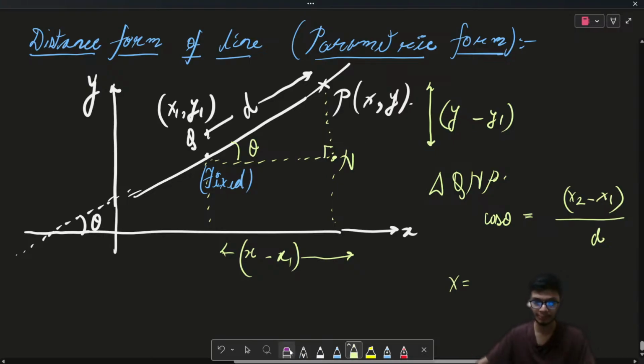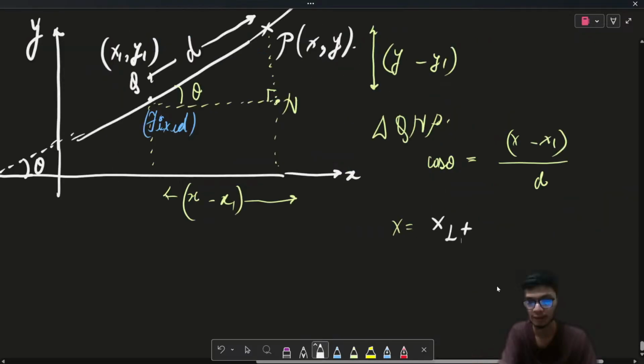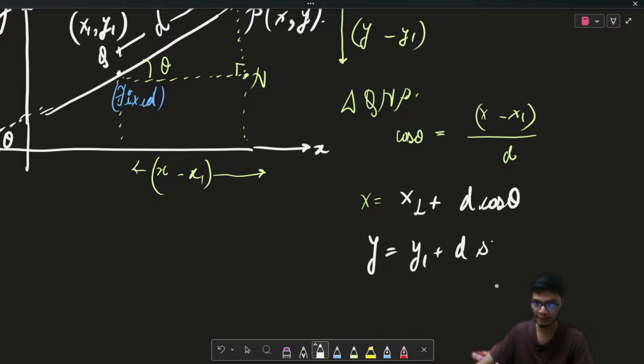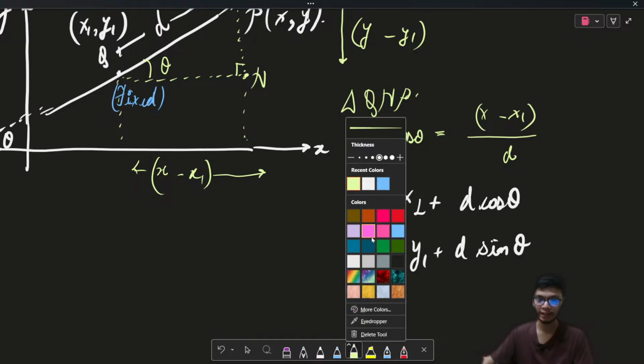So x minus x1 is equal to d times cosine theta. So I can write x as x1 plus d times cosine of theta. Similarly, we can write y as y1 plus d times sine of theta. So instead of taking cos, if you take sine, you will be able to get this particular form.